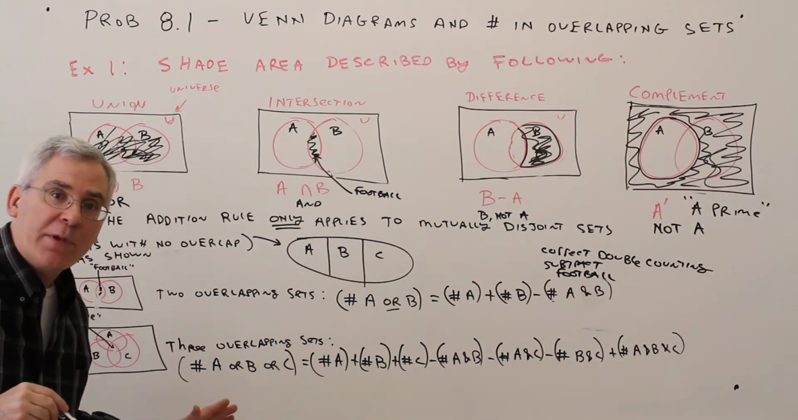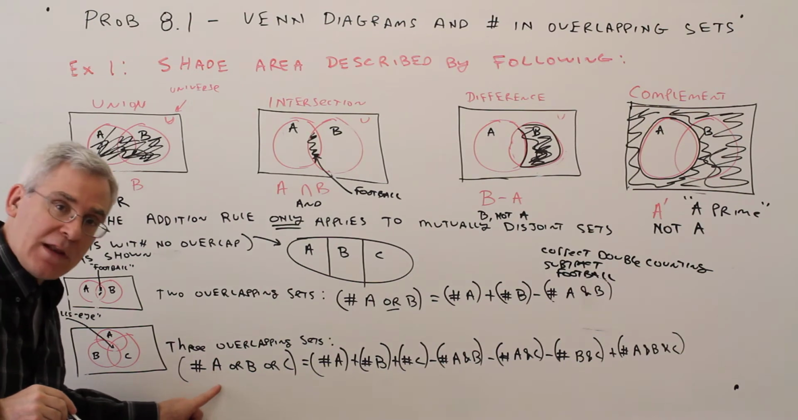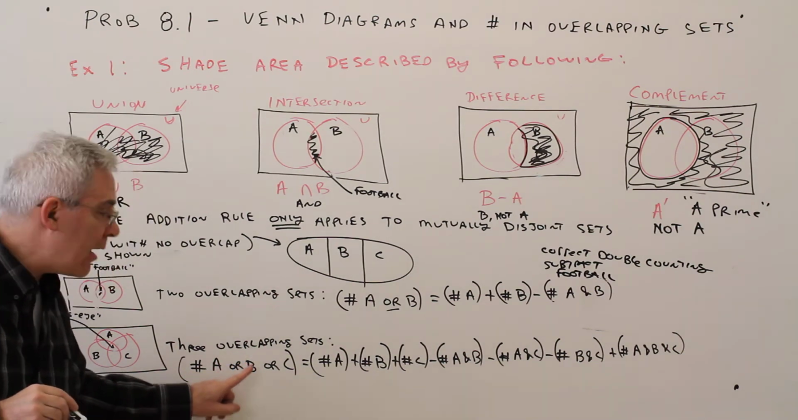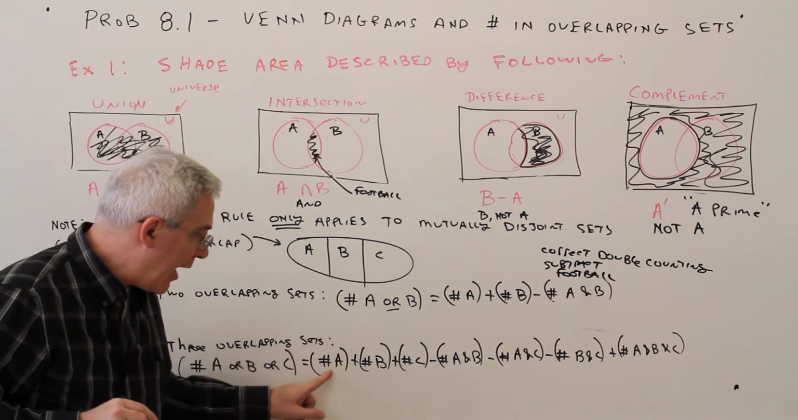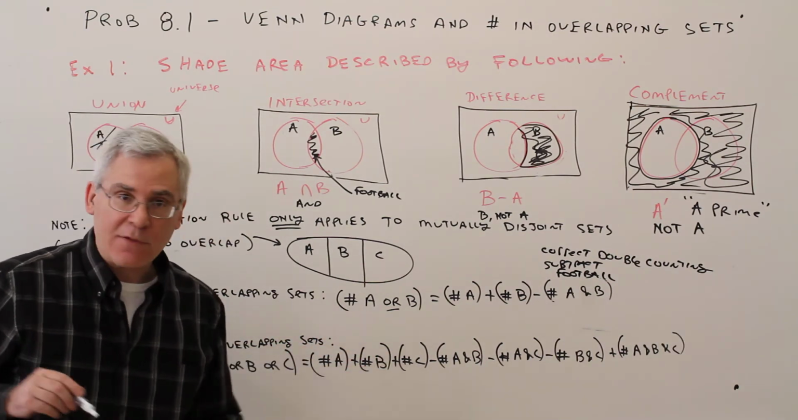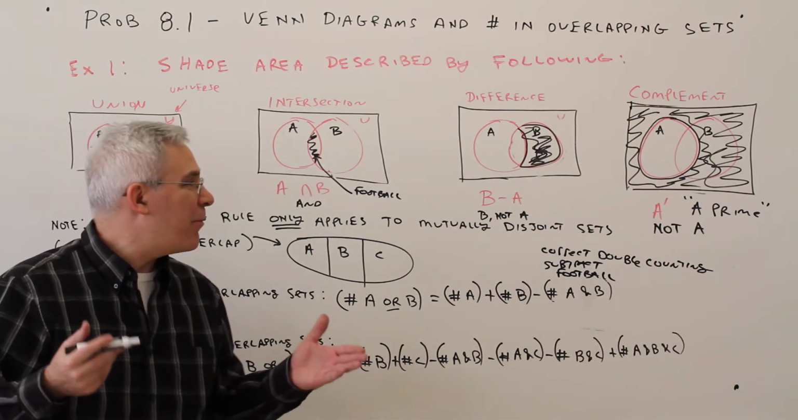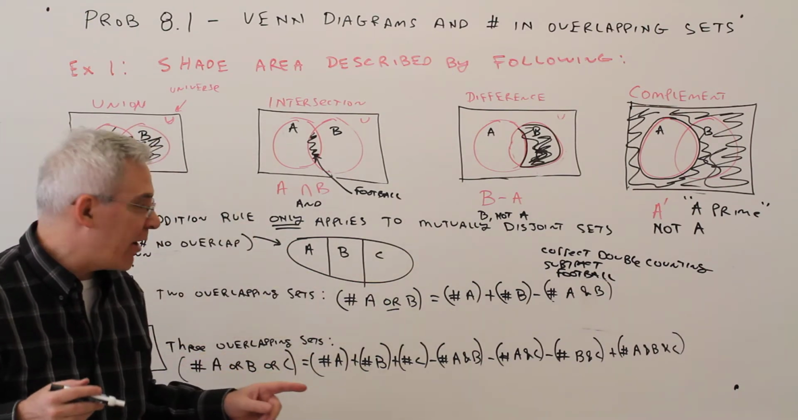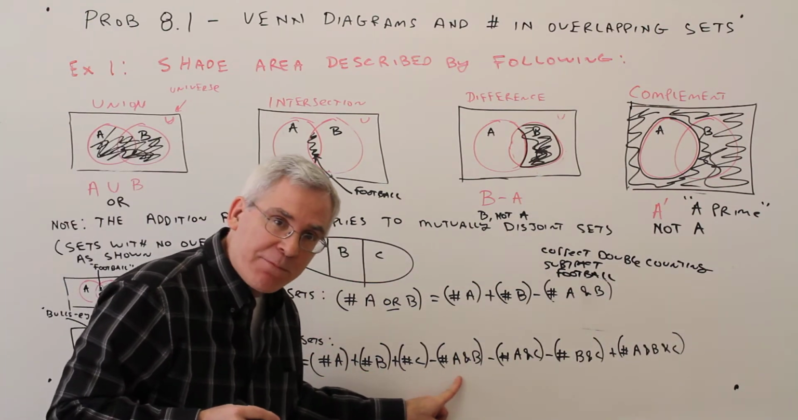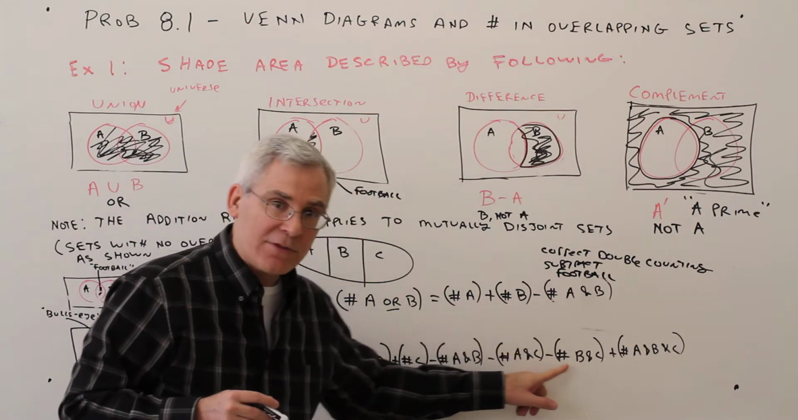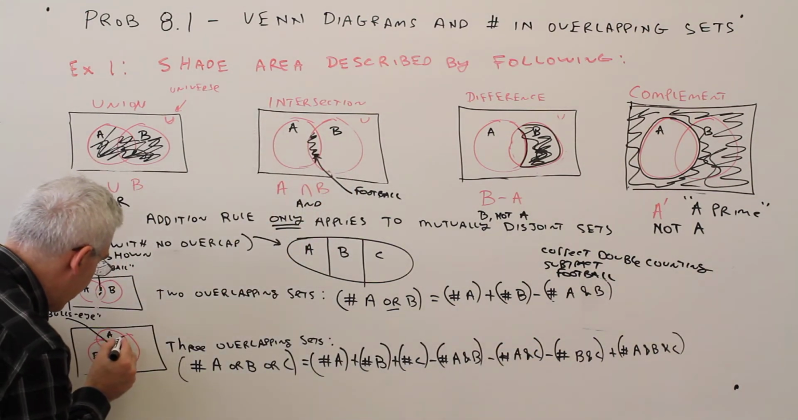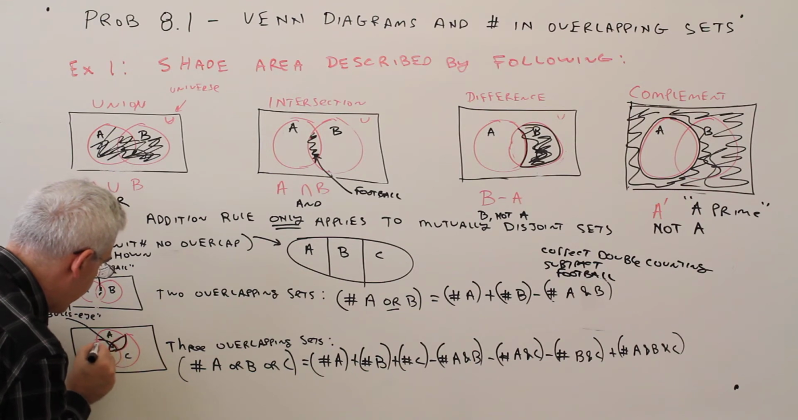For three overlapping sets, the number of elements in A or B or C equals the number of elements in the A circle plus the B circle plus the C circle, just adding them up. But then we've got that issue of the double counting, so we subtract the AB football, we subtract the AC football, we subtract the BC football. Hopefully you can see those footballs right here.